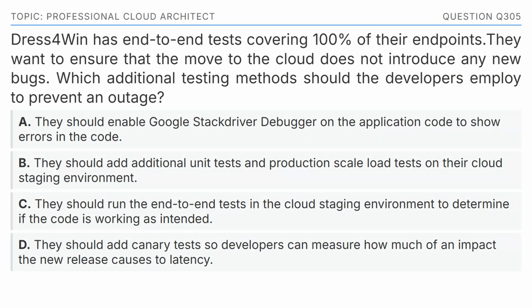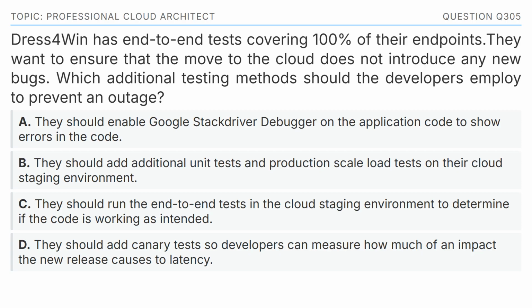Dress4WM has end-to-end tests covering 100% of their endpoints. They want to ensure that the move to the cloud does not introduce any new bugs. Which additional testing methods should the developers employ to prevent an outage? The options are: Option A. They should enable Google Stackdriver Debugger on the application code to show errors in the code.